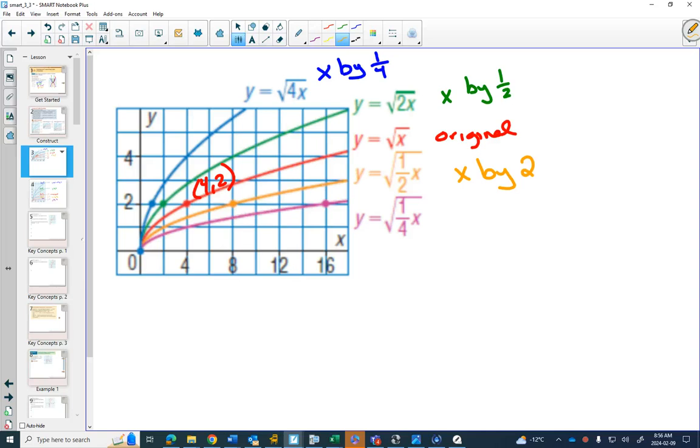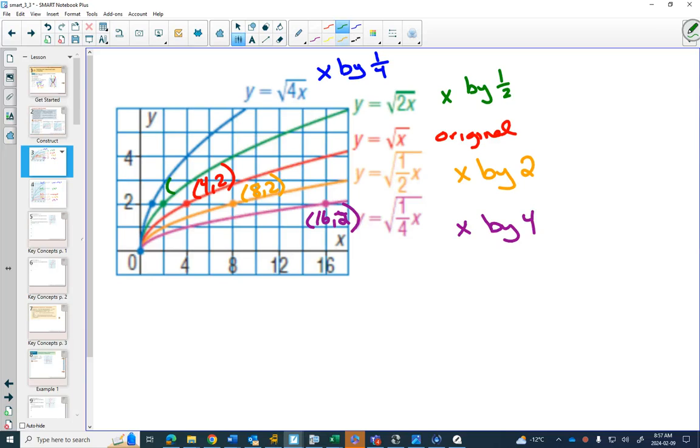And for the purple one, x by 4. So you'll notice that if on my original graph I had 4, 2, on my purple one, I have 16, 2, because I've multiplied my x coordinate by 4. On my orange one, I have 8, 2.